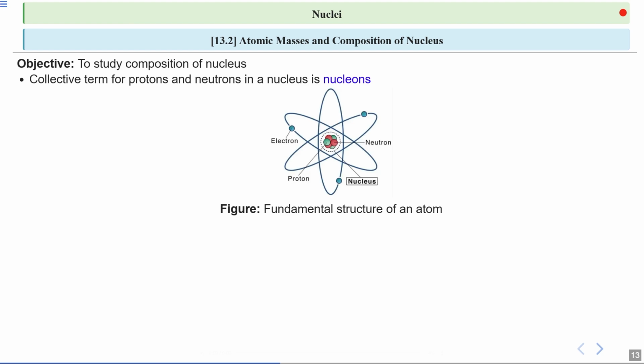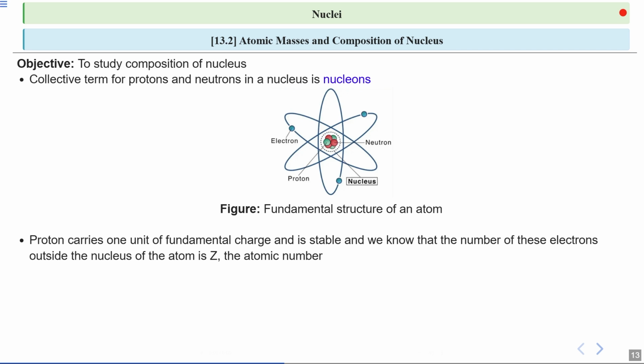Let's introduce a key term, nucleons. Nucleons is the collective name for the particles found inside the nucleus, which are protons and neutrons. Notice the diagram here. It shows the basic structure of an atom with the nucleus at the center containing those nucleons.